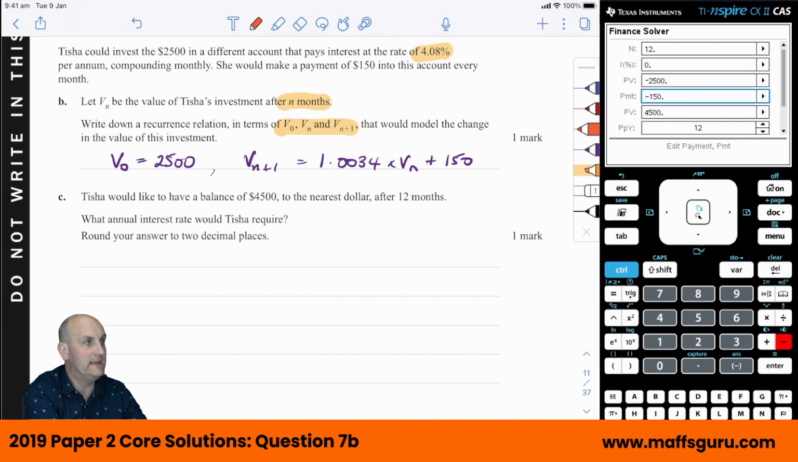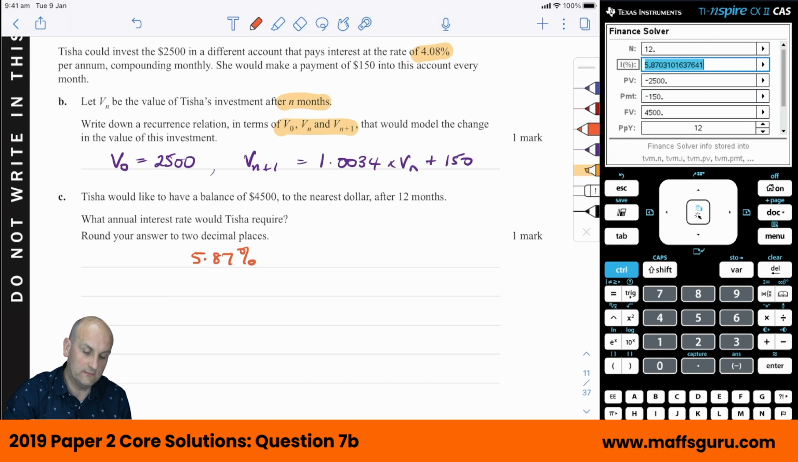And I'm paying in there. So let's try that one again. There we go. And so the answer is 5.87%. To be fair, I couldn't think of any other way of doing that. There may well be one, but to me it's much easier to fire up the financial solver. And don't forget the minus sign.